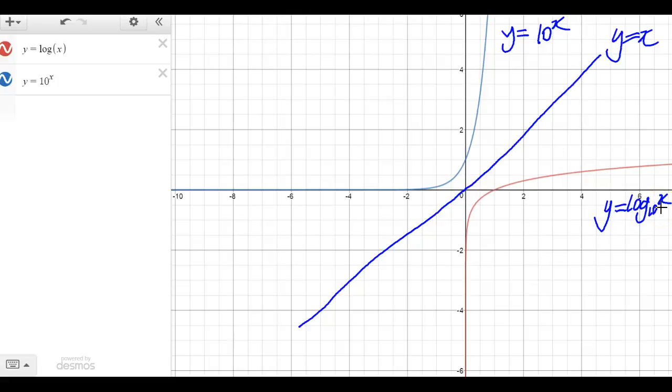The other features that we want to point out, and I'm going to change colours just because I can, let's go to red, is both graphs cross in particular points, and they're related to some of the rules that we know. So this point here is the point 0, 1. So if I just hover on that for a second. So at this point here, all of our exponential graphs will go through here, because we know that when you have y equals 10 to the 0, that will equal 1.